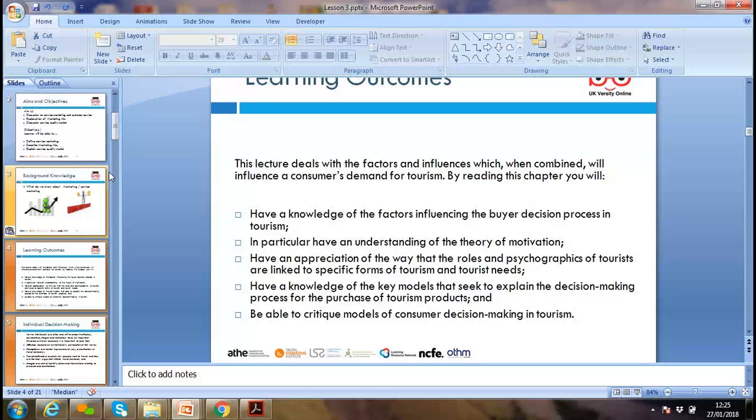In particular, we will have an understanding of the theories of motivation. So we'll go through some theory. I'm not sure, have you ever learned about Maslow?